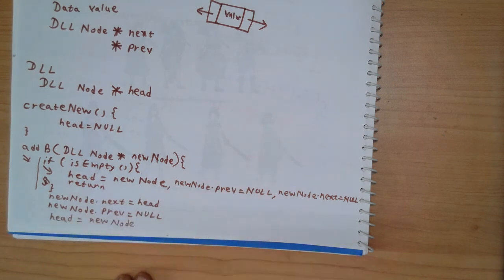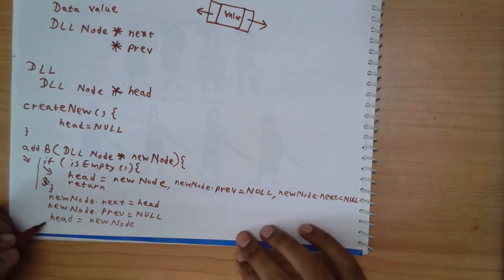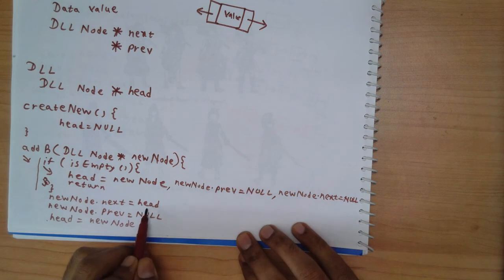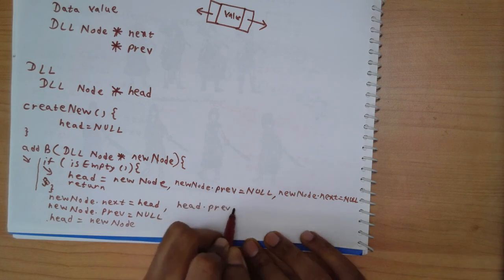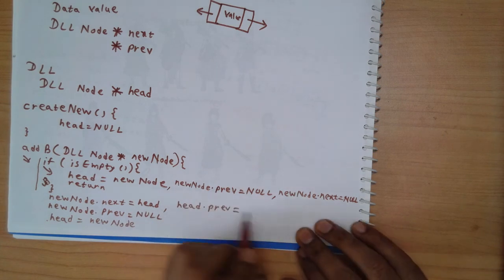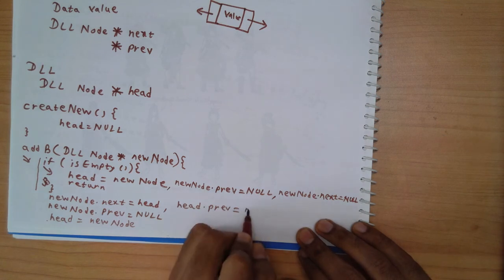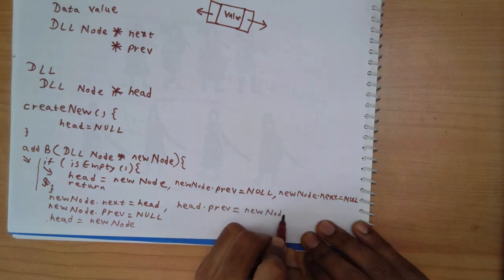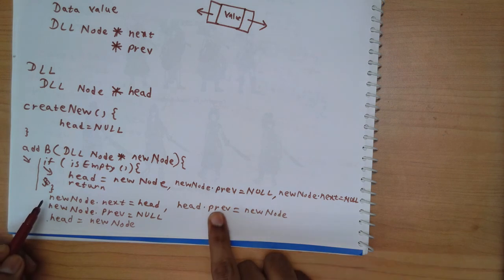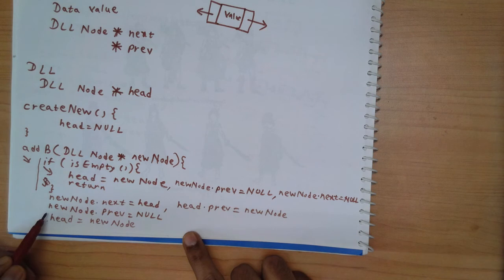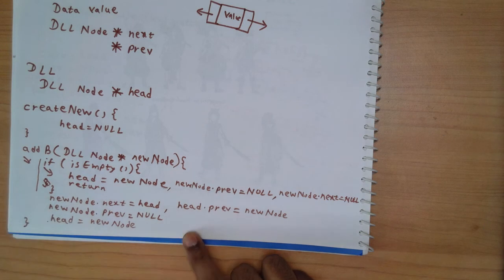Okay, and there is something else that we have to do. We have forgotten to do that. So before we replace the head, we should look at the current head, and we should say that the head dot previous should be equal to the new node that we are inserting. So for the new node, next is head; for the head, previous is the new node; for the new node, previous we set to null; and our head is the new node. Then we are done. So that's how add at the beginning will look.